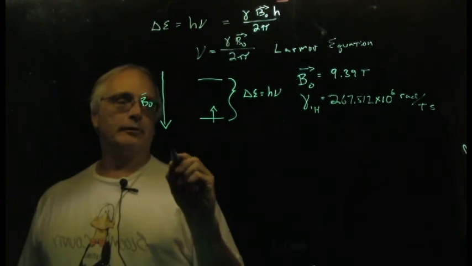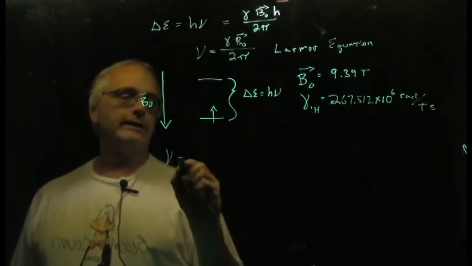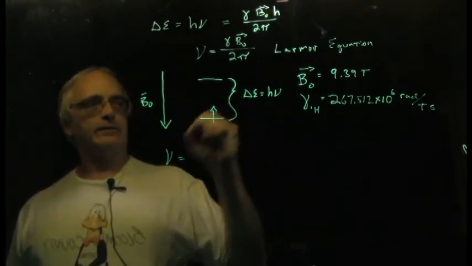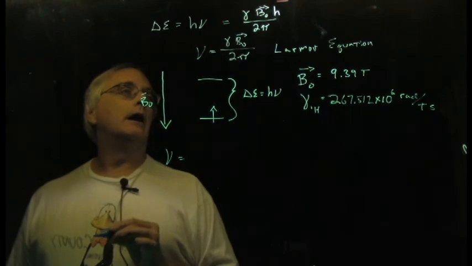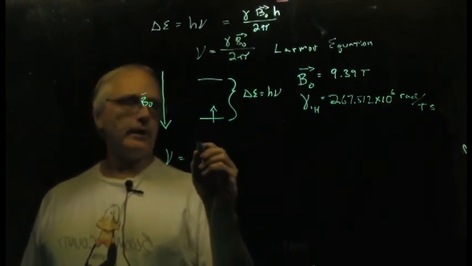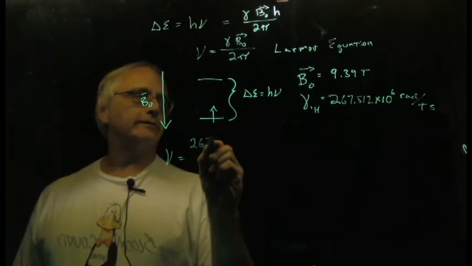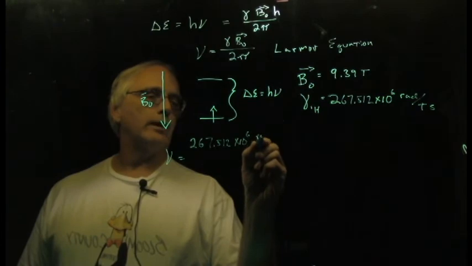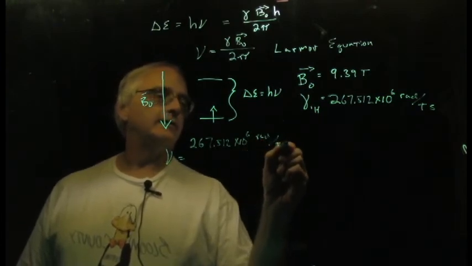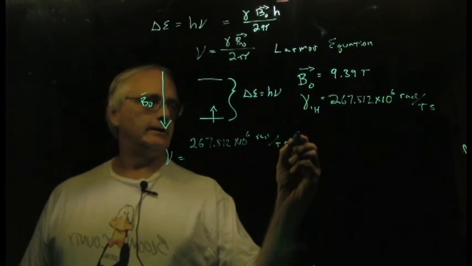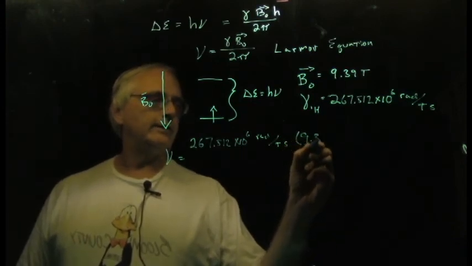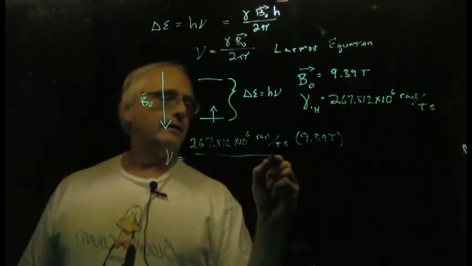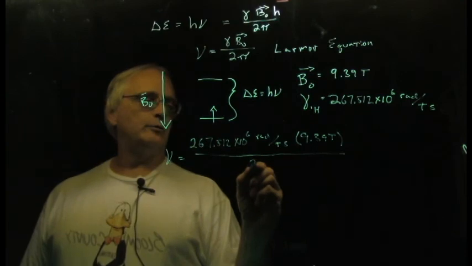So if I plug them into the Larmor equation, what I'm going to get is the frequency of light I need to make a proton transition between its spin states in our magnetic field. So if I start plugging away, 267.512 times 10 to the 6th radians per Tesla second. Oh, that looks good. Times 9.39 Tesla, divided by, and now that's over 2 pi.